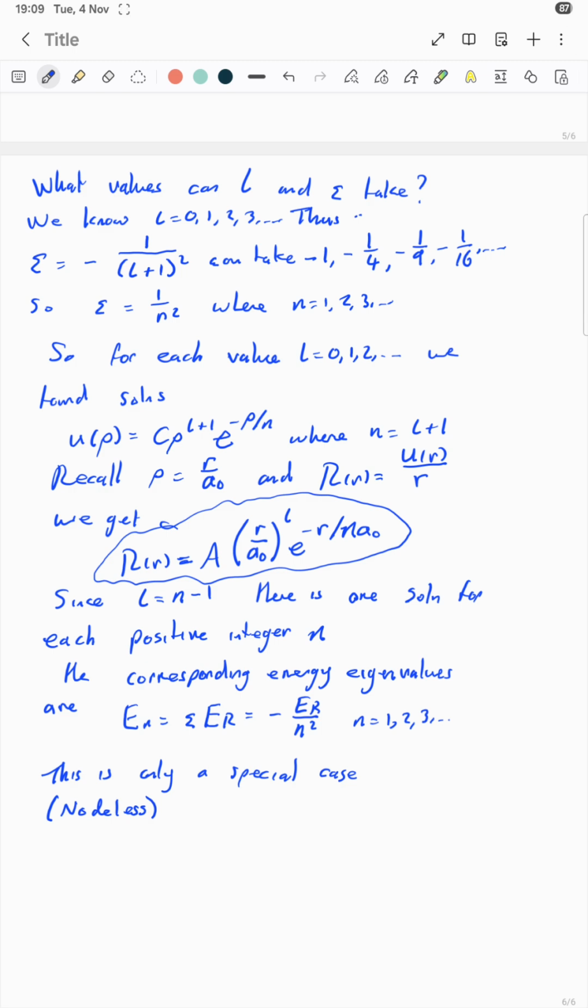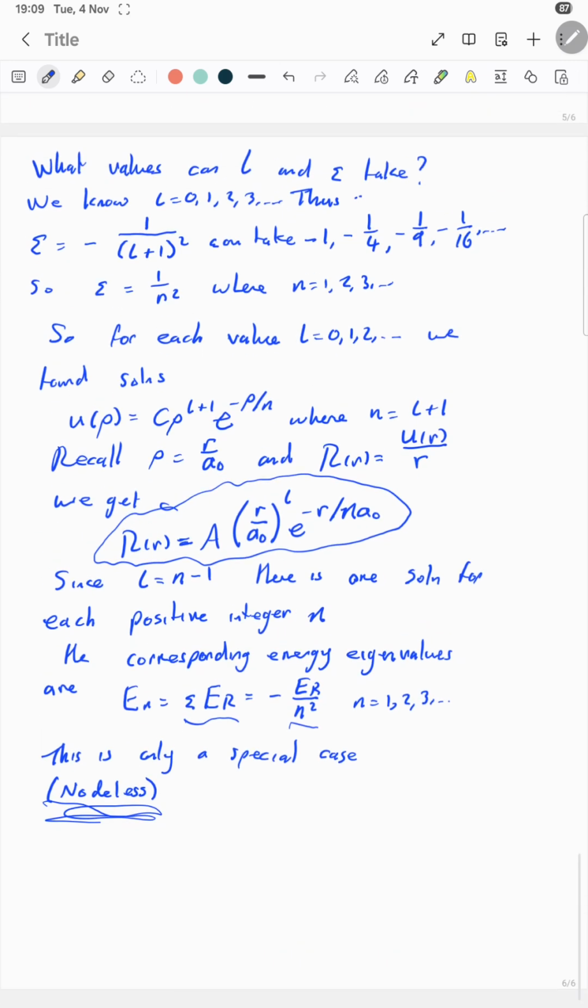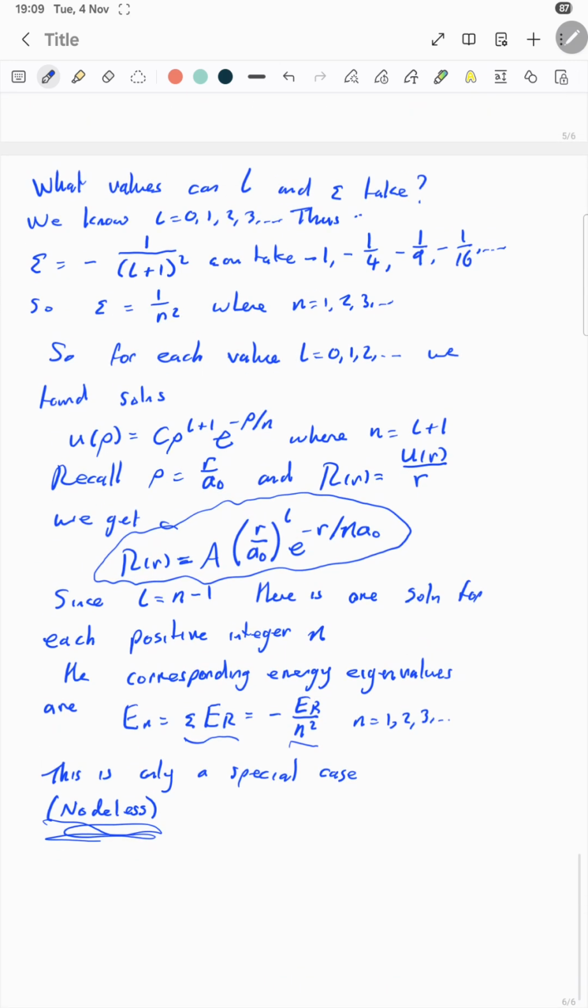The corresponding energy eigenvalues are E n equals minus the Rydberg energy over n squared, where n equals 1, 2, 3, and so on. This is a special case for a nodeless solution. And that's it for this one.